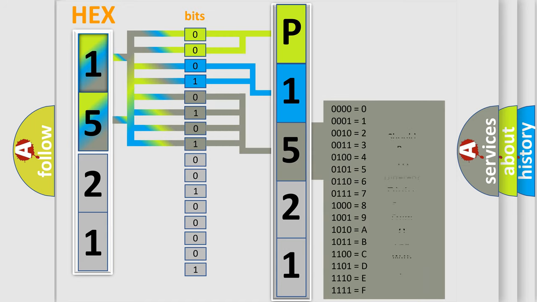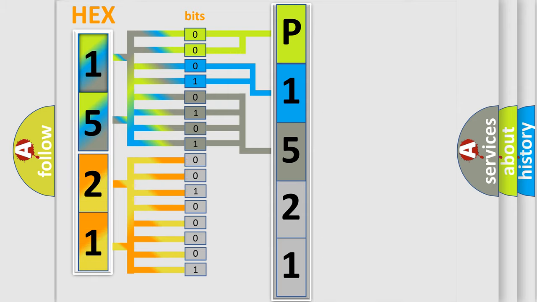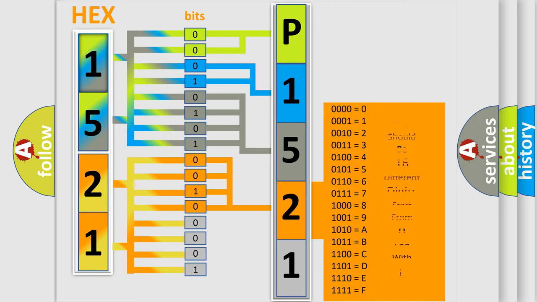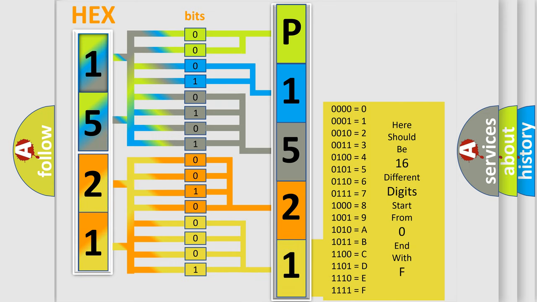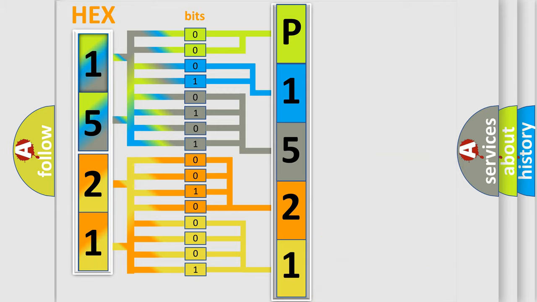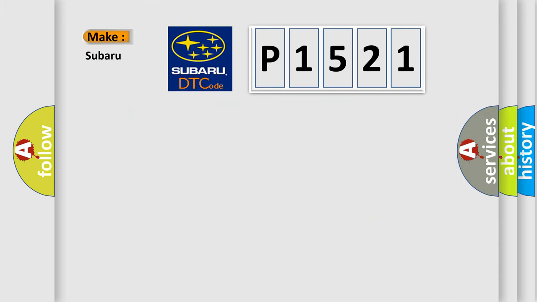The second byte is composed of a combination of 8 bits. The first 4 bits determine the fourth character of the code, and the combination of the last 4 bits defines the fifth character. A single byte conceals 256 possible combinations. We now know in what way the diagnostic tool translates the received information into a more comprehensible format. The number itself does not make sense to us if we cannot assign information about what it actually expresses. So, what does the diagnostic trouble code P1521 interpret specifically for Subaru car manufacturers?